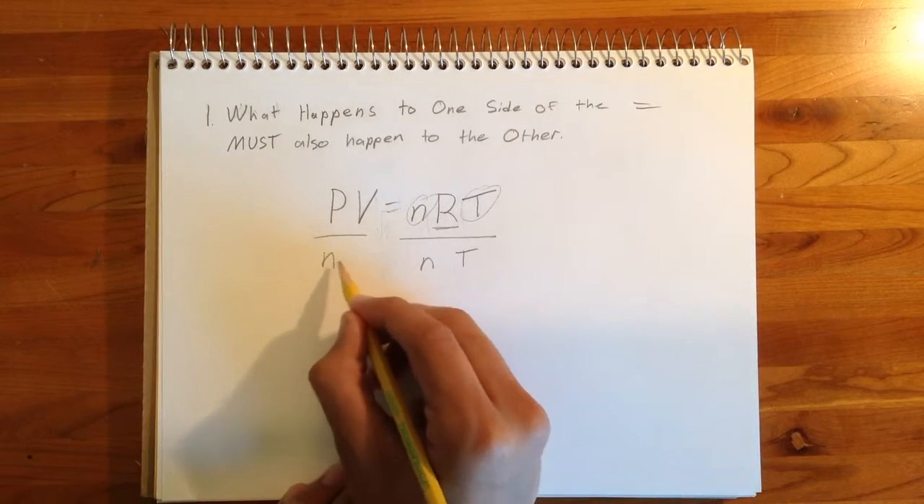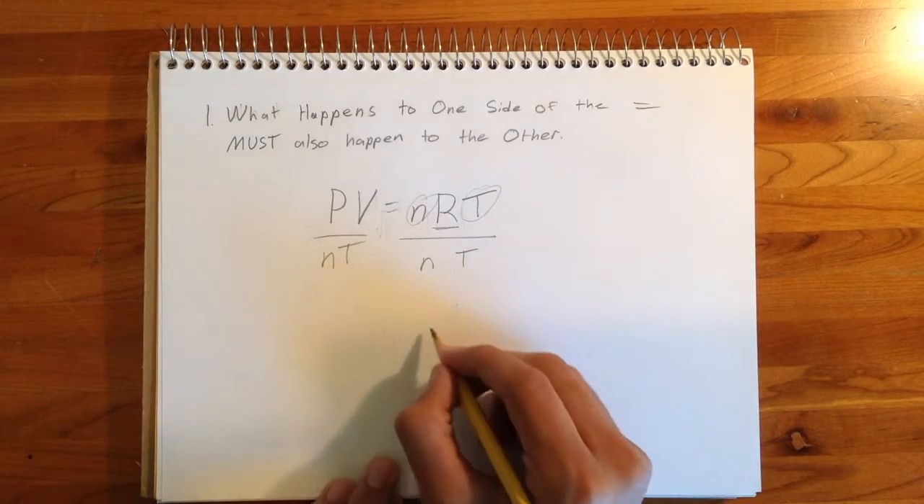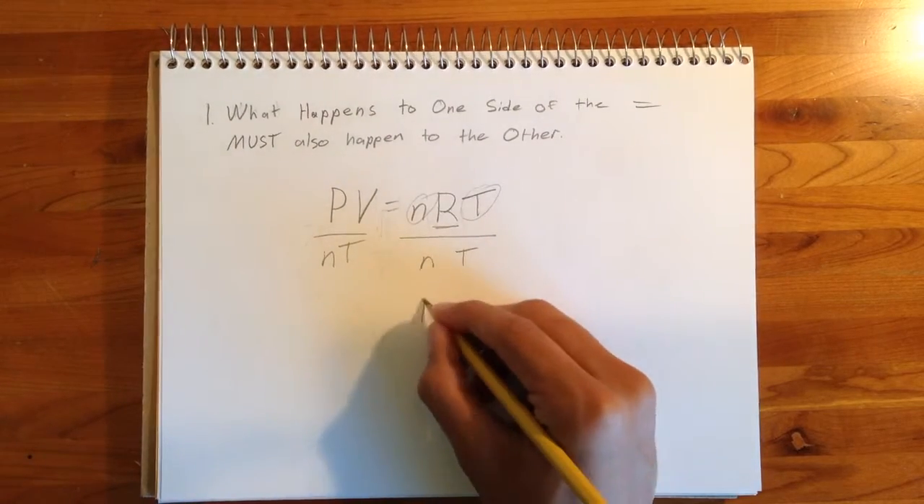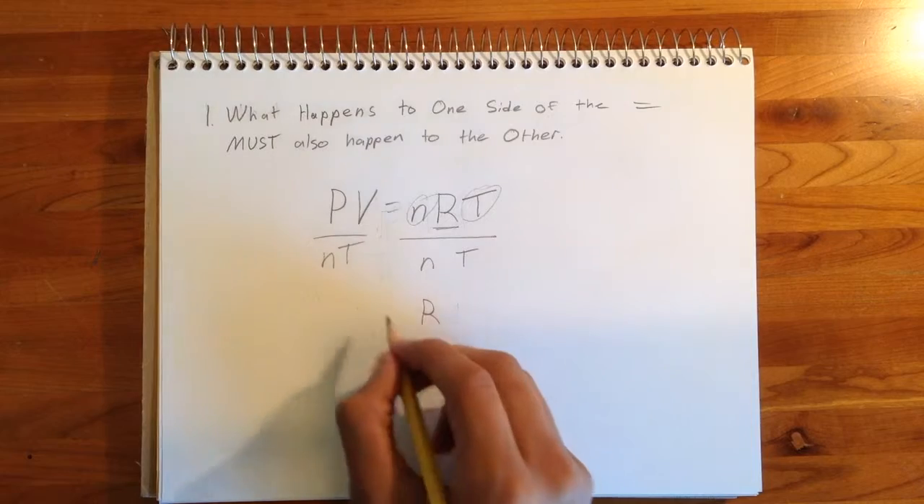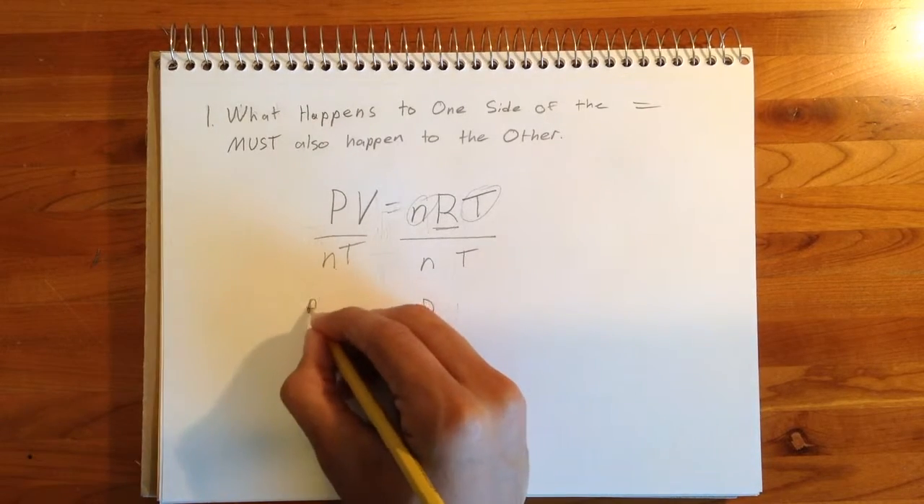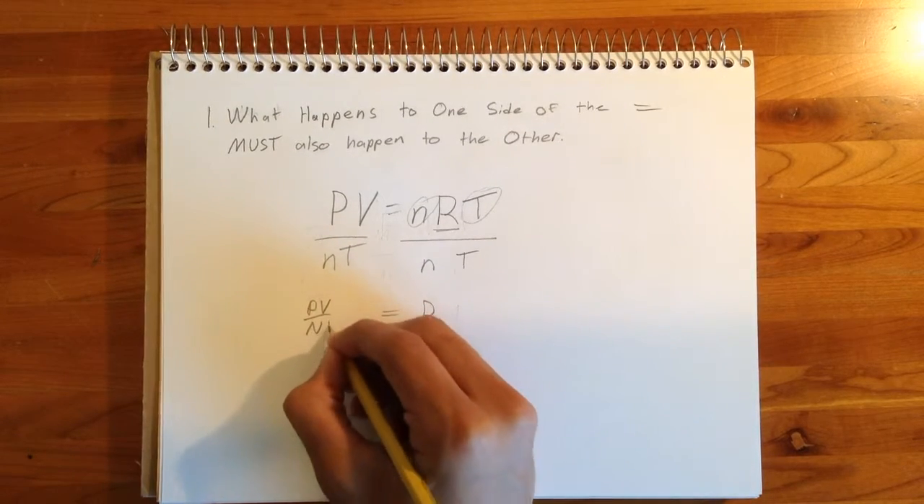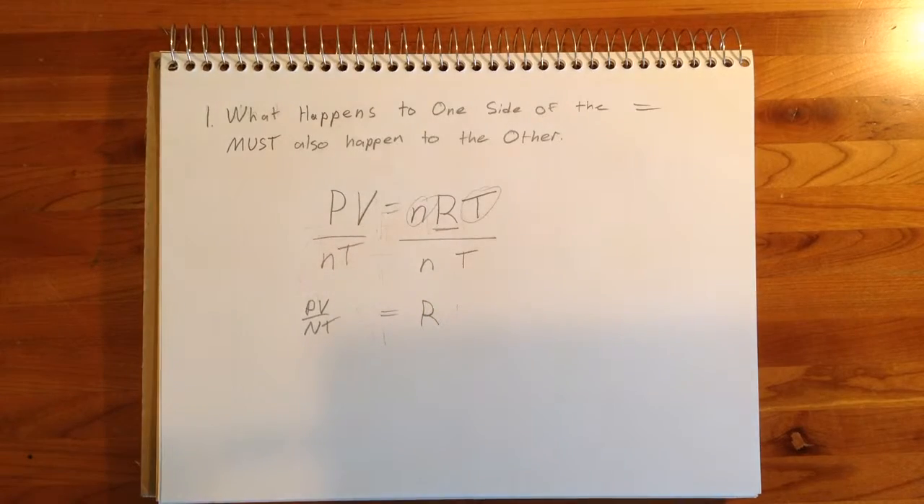So if we finish this problem dividing on both sides, we can cancel out n and T from the right side, so we're left with just R, and on the other side we have PV over nT. And that's how you would solve the ideal gas law for R. You'd have pressure times volume over n times T.